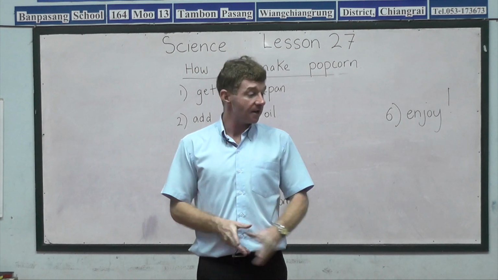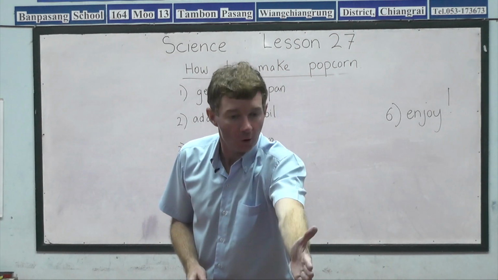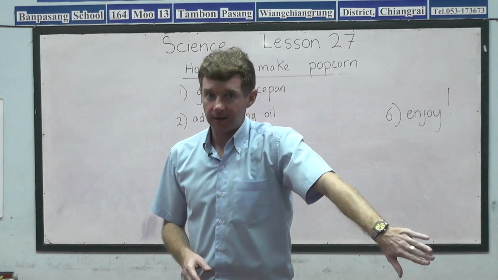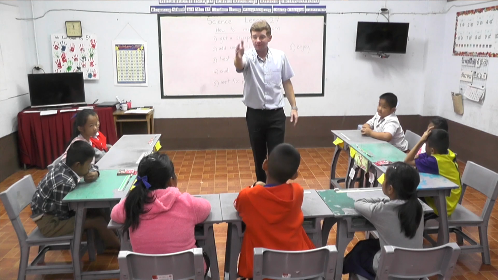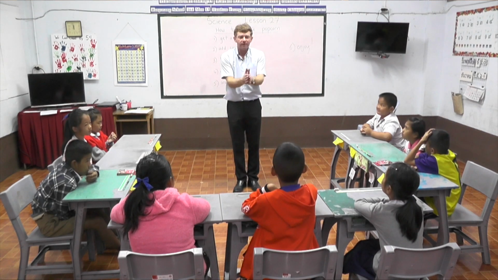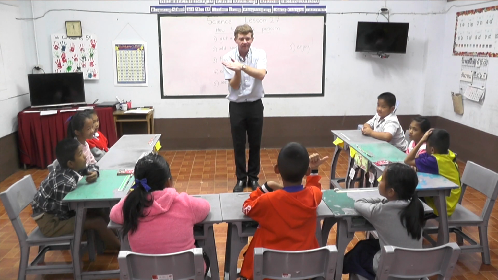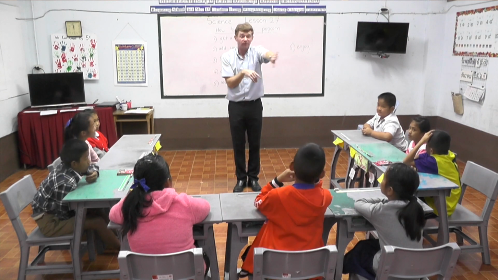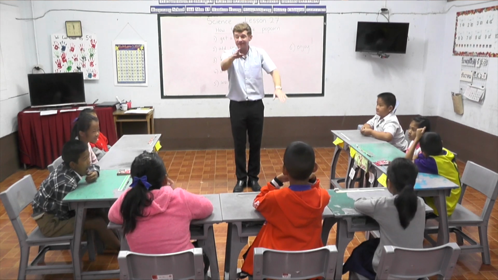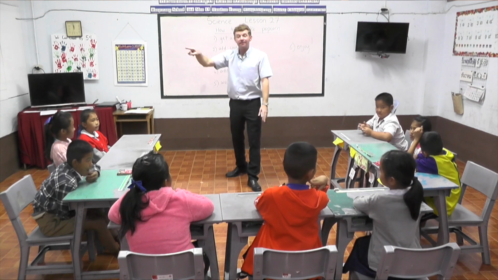So I think we'll have one, two, three, four. Team A. One, two, three, four, five. Or what team would you like to be? Team A or Team B? Team A? Yeah. Okay, well Team A, five students. Team B, one, two, three, four.